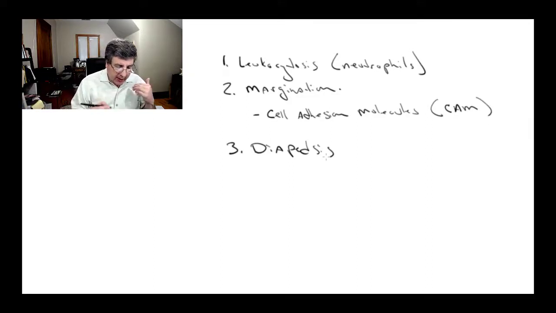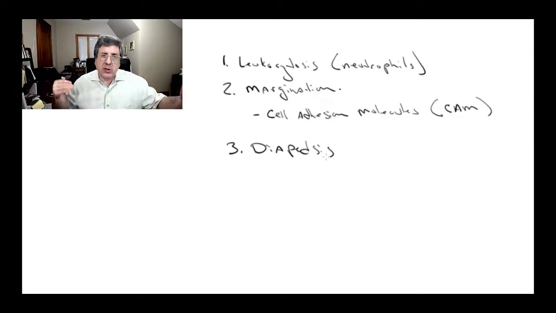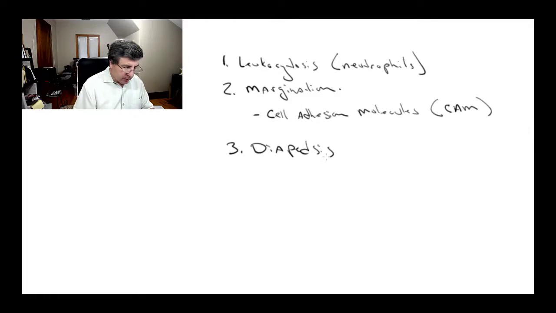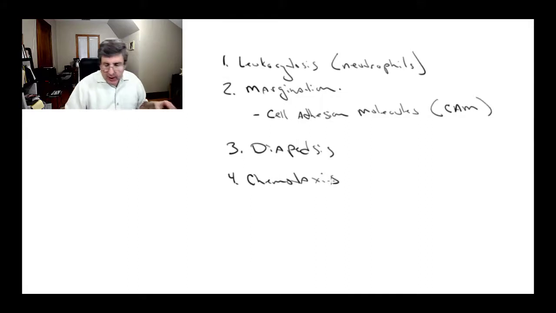Okay, and now once we have the neutrophil outside of the blood vessel, it now needs to go to the site of injury, or to the site of where the bacteria or something is, and that's going to be called chemotaxis. And chemotaxis is basically the neutrophils acting like a bloodhound. All right.